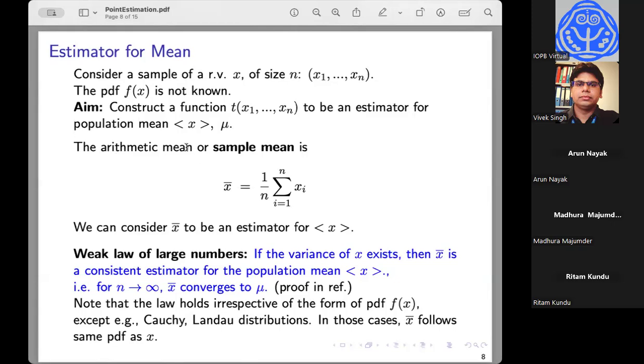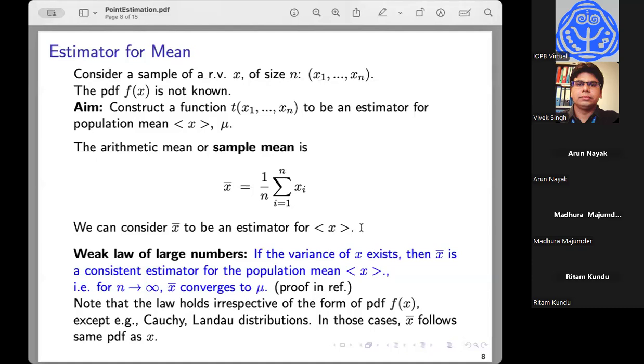Now we can take the arithmetic mean. There was a question yesterday about what is the difference between the population mean and this one. Population mean is this expectation value, and the arithmetic mean is simply the average over the observations, or we call it the sample mean, which we write as x bar, the average of x_i given n observations. You can show that this sample mean is actually an estimator for the population mean.